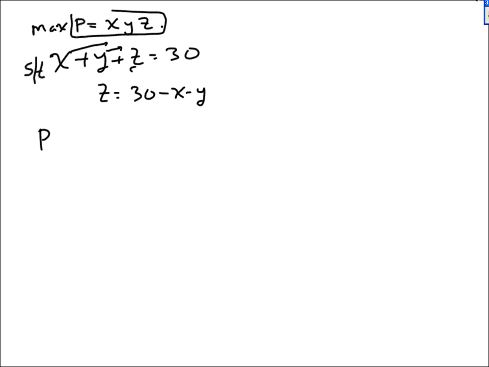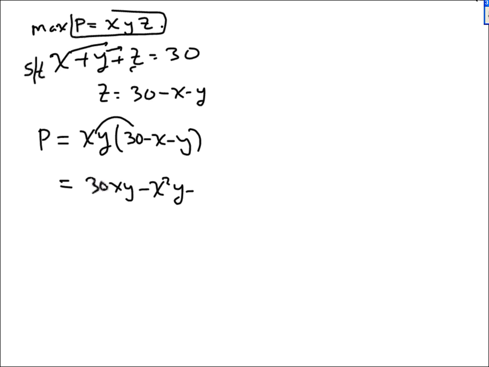So for p, we reduce one of the variables, just like you would have done in Calc 1. We want to maximize this equation. We want to take the derivative and set it equal to 0. But first, let's clean it up. This is 30xy minus x squared y minus xy squared.